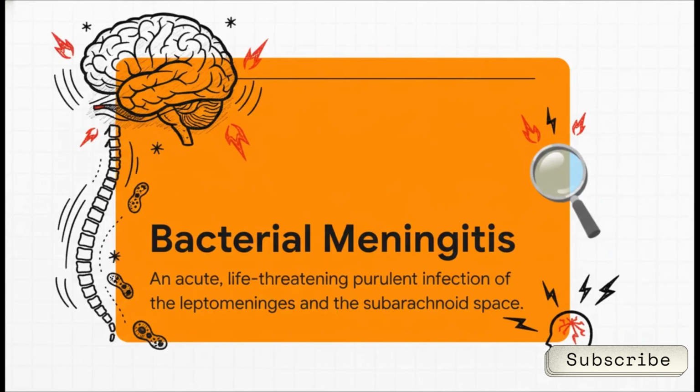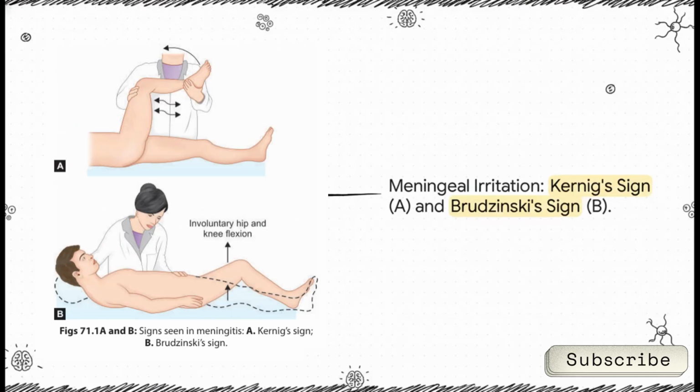So what exactly is meningitis? Well, it's a nasty, pus-forming infection. That's what purulent means, of the leptomeninges. Now, those are the delicate inner layers that wrap around your brain and spinal cord, the arachnoid and pia mater. The infection happens in that space, the subarachnoid space, and it's that intense inflammation that causes all those horrible symptoms we just talked about.